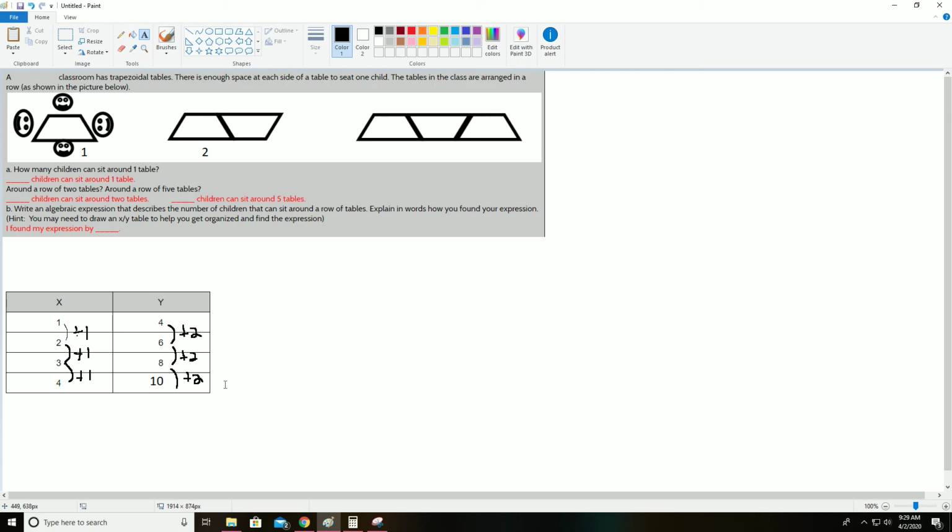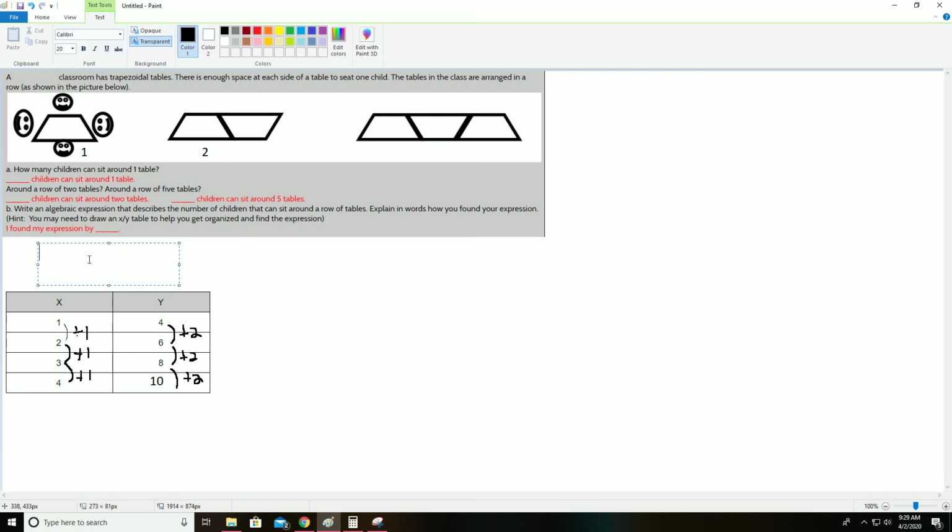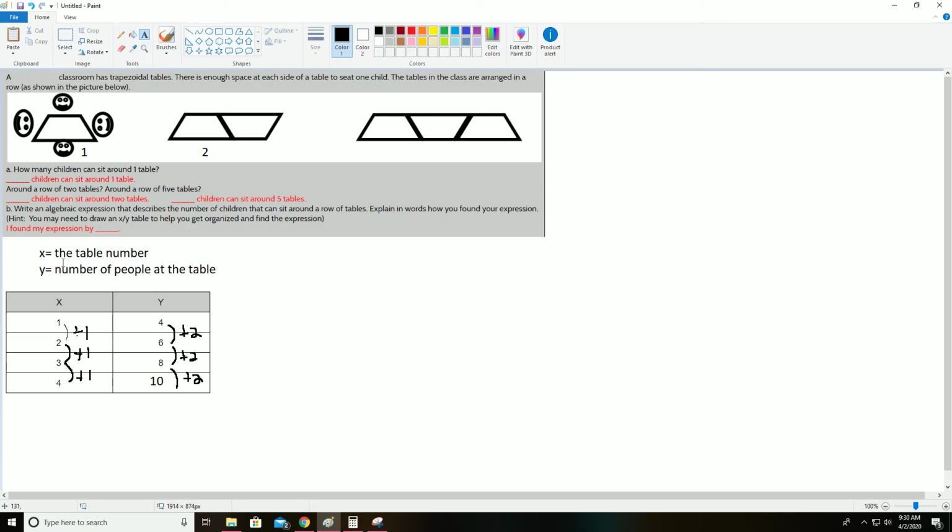So I think you should be able to figure out how many people. So really, let's set this out. X equals the table number, and Y equals number of people at the table. Okay, so X is the table number, and Y equals the number of people at the table.